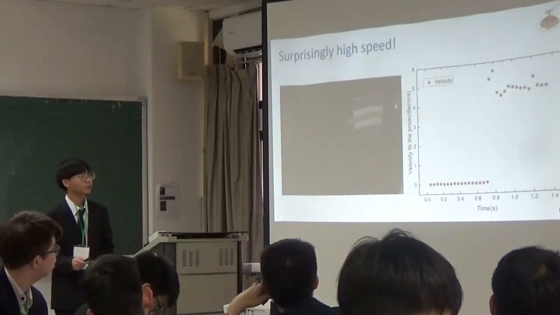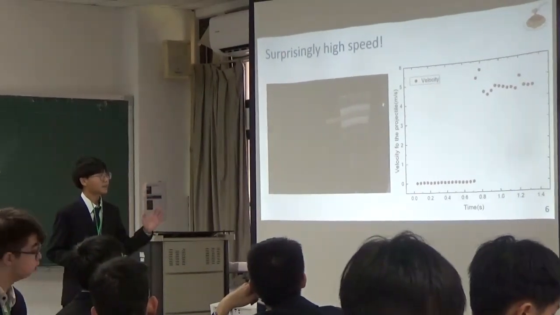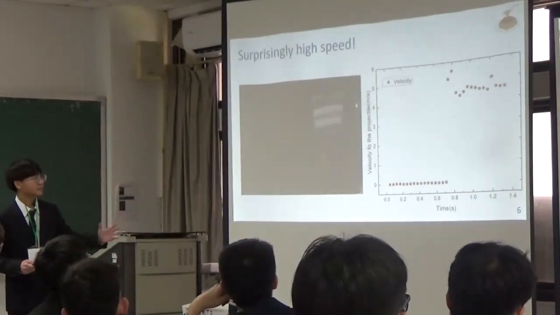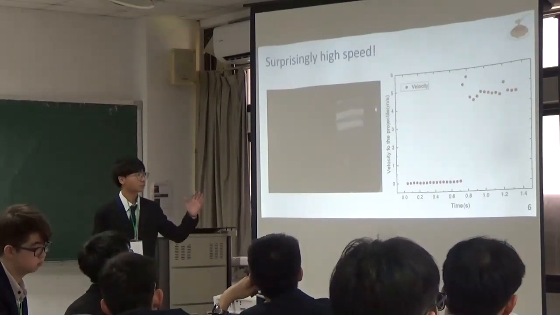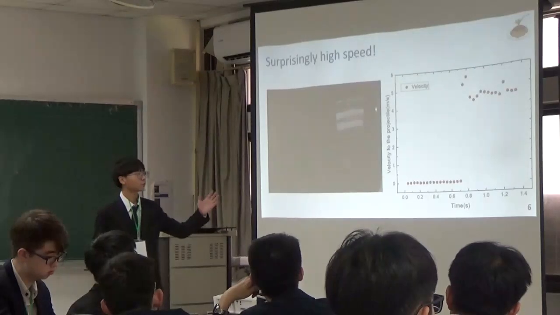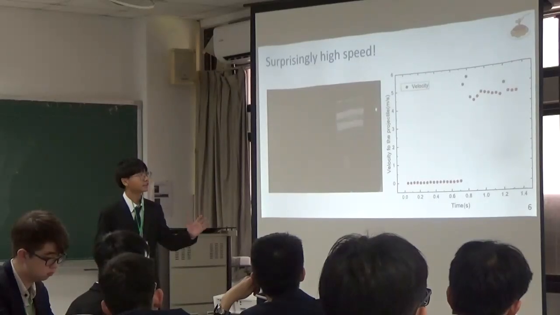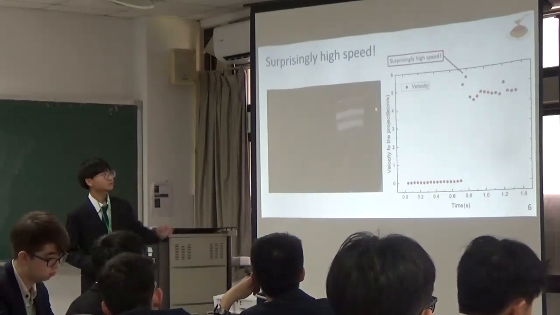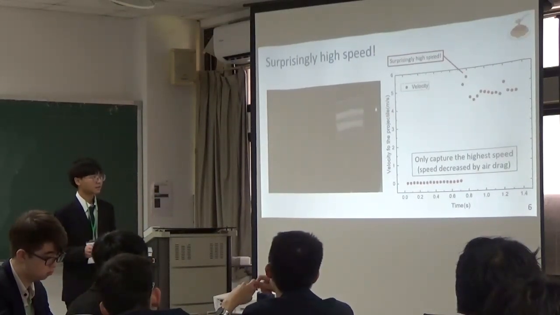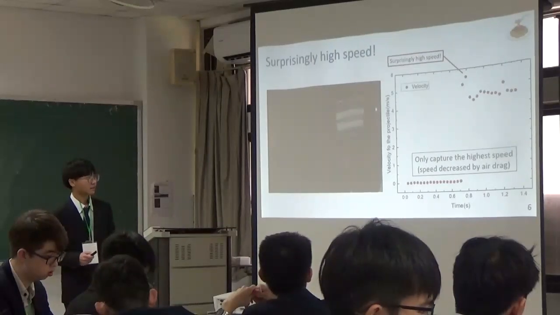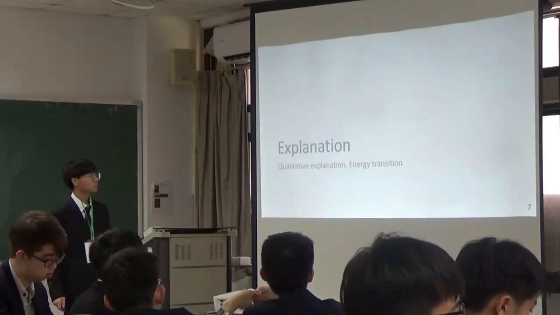And this is the observation videos of our phenomena. As you can see, the spaghetti will bend in a tube and break into pieces and accelerate to supersonic high speed. And this is the chart proving that. As you can see, the velocity of the spaghetti goes from nearly zero suddenly to a very high speed. And we only capture the highest speed so that the air drag won't affect our analysis. And next, we'll move on to the explanation.